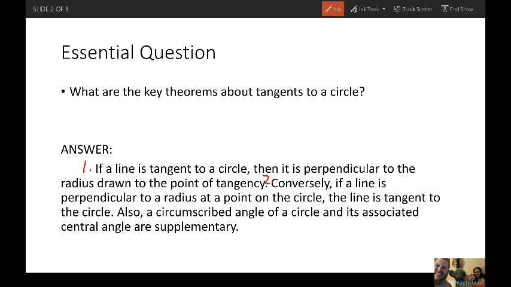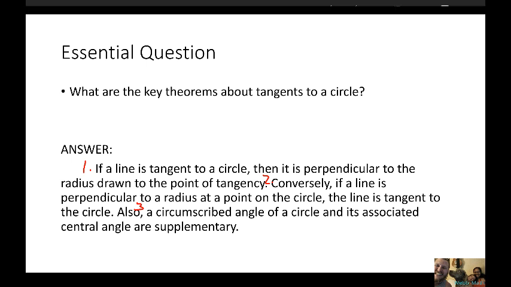So that's just going the other way with the logic. That's what conversely means. We're just going the other way with logic. If A, then B. Well, if B, then A. And that's just what converse is. But 1 and 2 are basically the same thing. It's just a different direction of logic. Now, also, a circumscribed angle of a circle and its associated central angle are supplementary. And that'll be the third thing that I will show you. Alright, so let's begin.